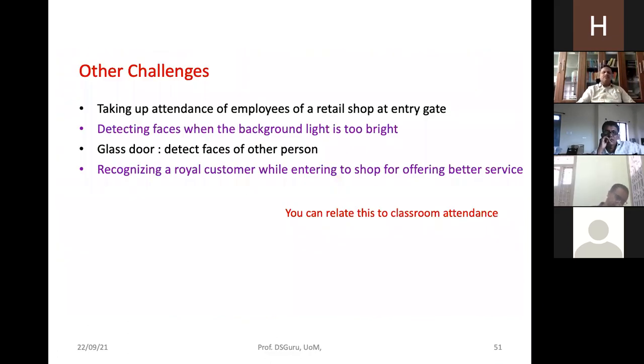Similarly, we had worked on attendance of employees in a retail shop entry gate.